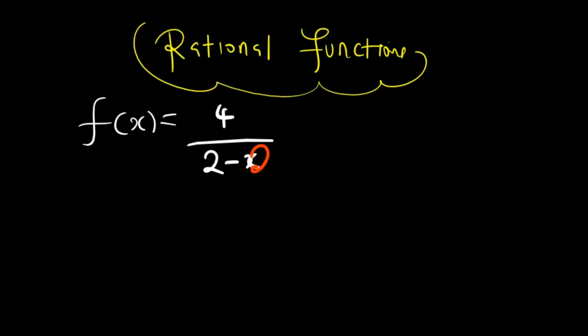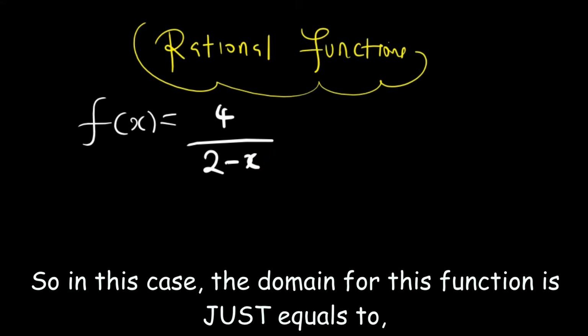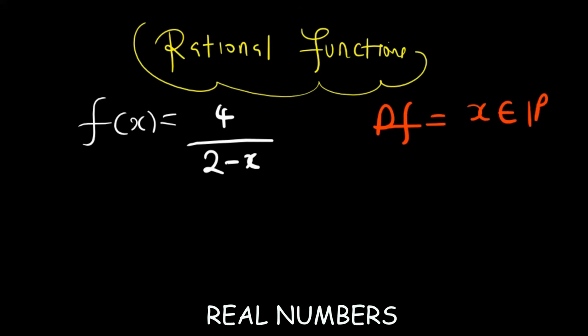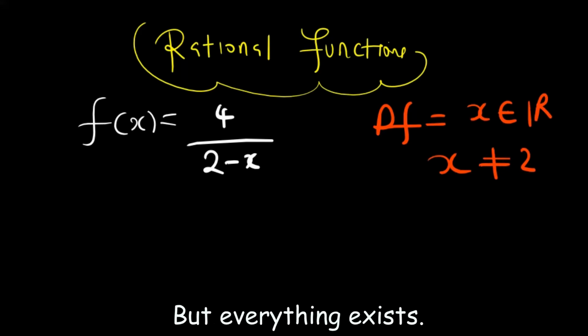is 2. Where there is x, if I put 2 there, I'm going to have 2 minus 2, which will give me 0, and 0 divided by 4 is undefined. So in this case, the domain for this function is all real numbers. X is a member of all real numbers, or you can say x should not be equal to 2. But everything exists.